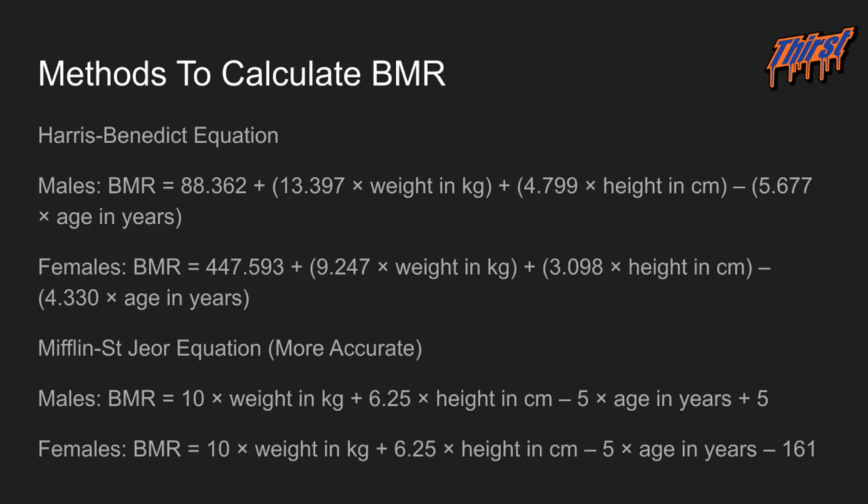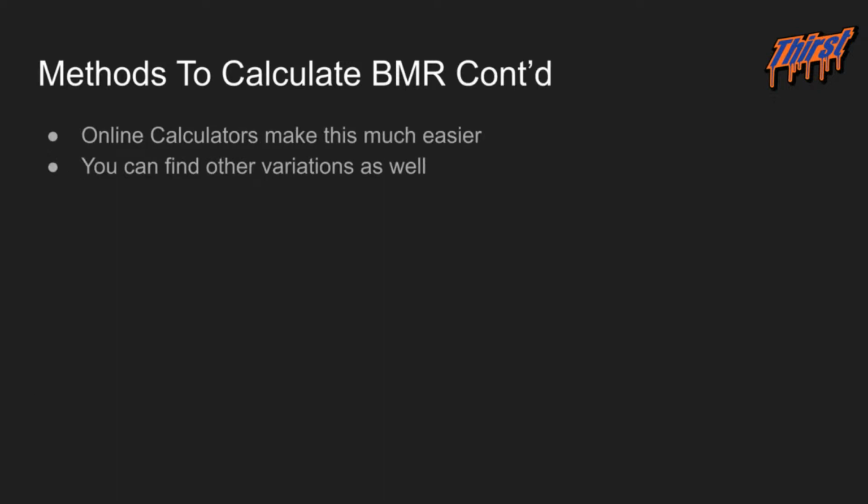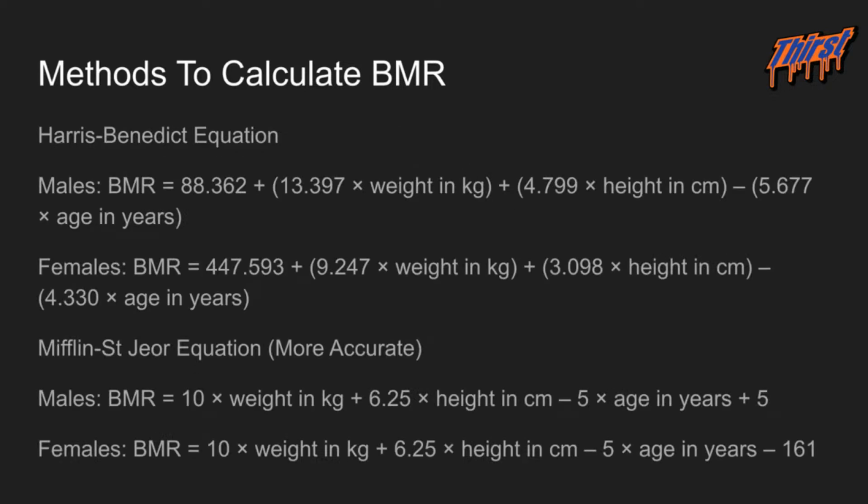Old school, you just have to do this by hand. I know when I was in college and school, we had to do this by hand. So it's not an awful thing to necessarily have on hand, but again, we're in 2024. This is not going to be the most ideal way for you to figure out your BMR. The online calculators are going to make this much easier for you, and you can find other variations as well, but most of them are going to be based on the Harris-Benedict equation or the Mifflin-St. Jeor equation. That's considered more accurate, but again, personal preference there.